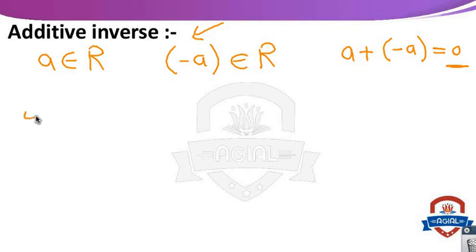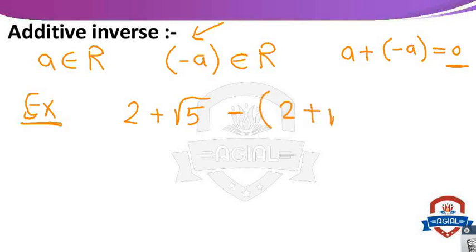Like what? 2 plus square root of 5, and minus the bracket 2 plus square root of 5. Here we have 2 plus square root of 5. We write 2 plus square root of 5. And then we have here minus.